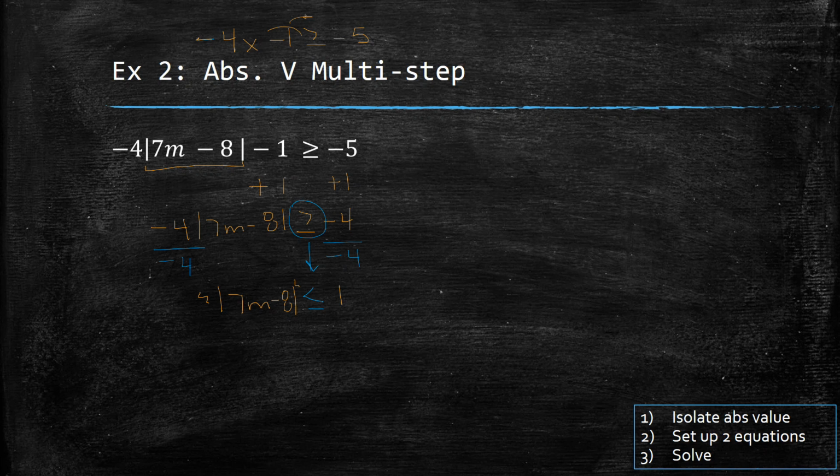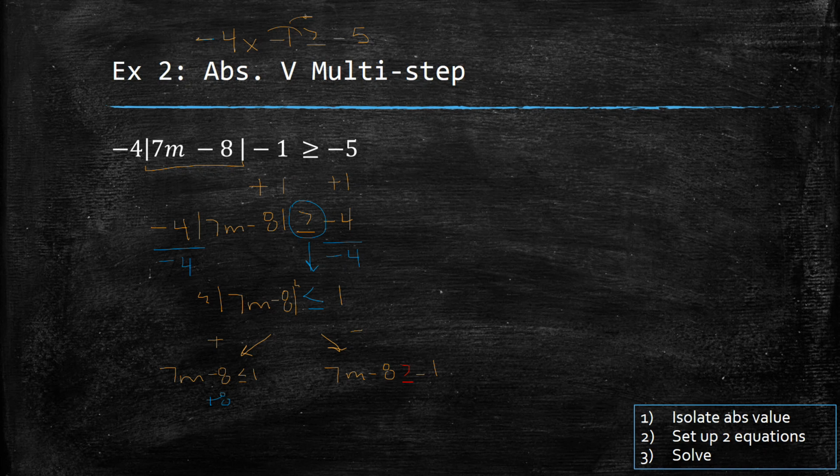Okay, so there's nothing on the left, nothing on the right, and we can split it up into our two inequalities. We have our positive, which is 7m minus 8 is less than or equal to 1. Our negative side, 7m minus 8. Flip that inequality, is greater than or equal to negative 1, and then we solve.